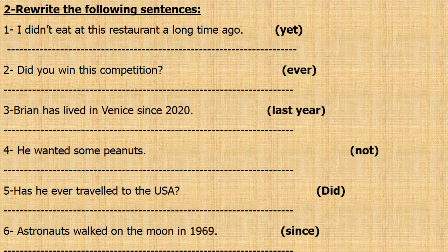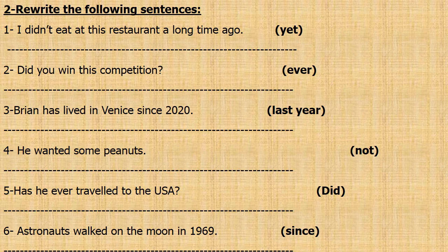Number 4, he wanted some peanuts. Use not, which means that you have to change into negative. So the answer will be he wanted, verb in the past simple, so I have to use the auxiliary verb of the past simple, did. He didn't want, verb infinitive after did. He didn't want, instead of some, exactly, any. He didn't want any peanuts, because we use any in the negative sentence.